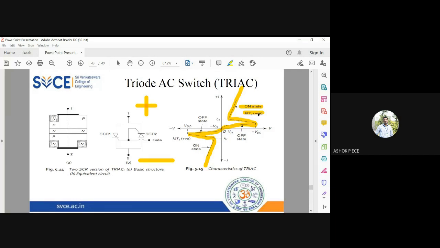If I give MT2 positive, I get the graph like this, whereas if I give MT1 positive, I get the graph here. Suppose I interchange the terminals: when you give MT1 positive, you get this graph, and when you give MT2 positive, you get this graph. So the device still works because the terminals are interchangeable. MT1 and MT2 can be interchanged for a triode AC switch.